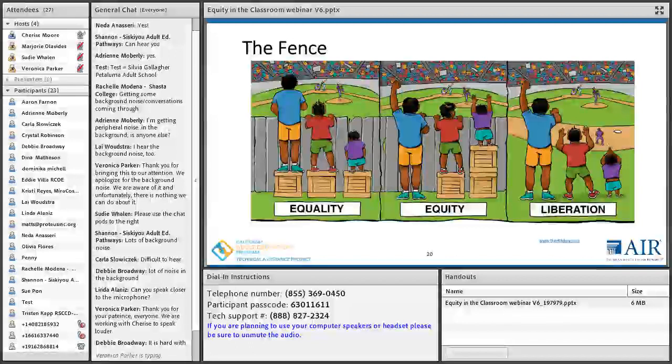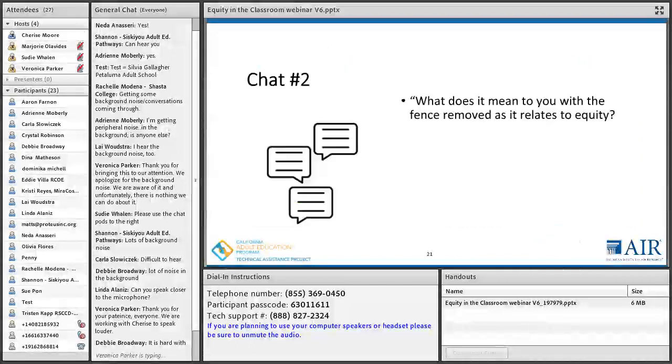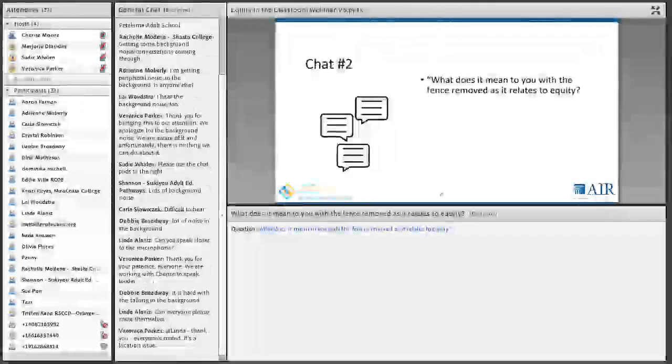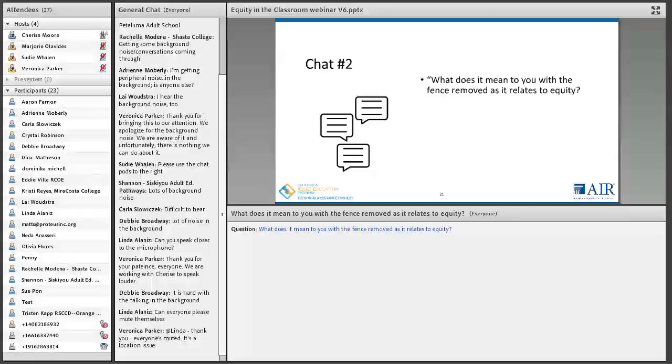So I'm going to ask you your thoughts around that. What does it mean to you when you see the fence removed? How does that relate to your experience and understanding of equity? Please take a moment and share in the chat.